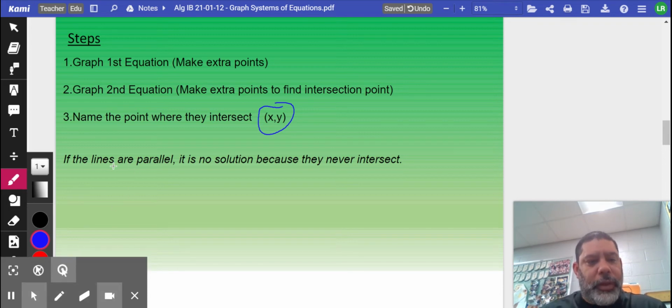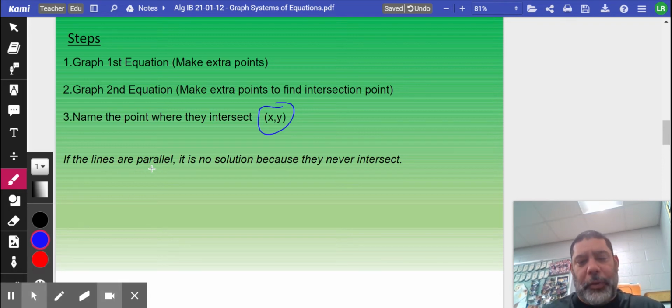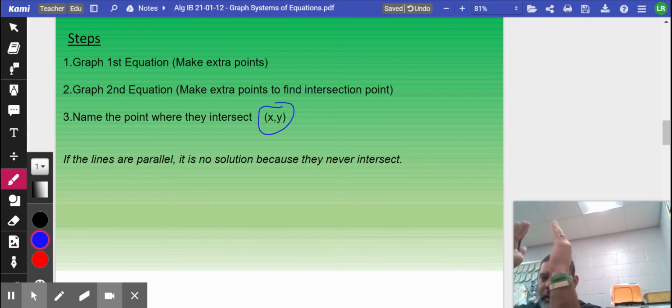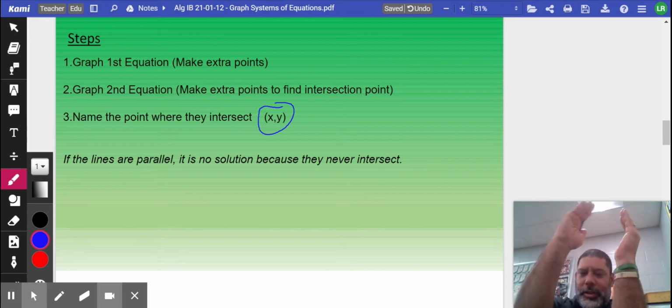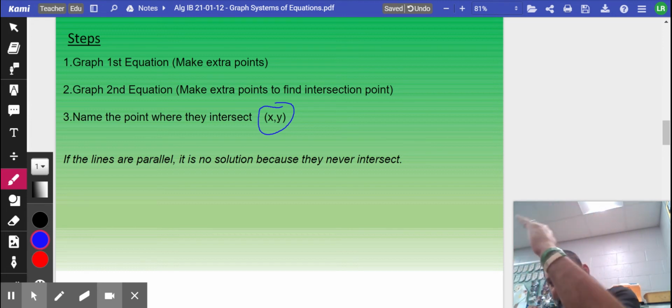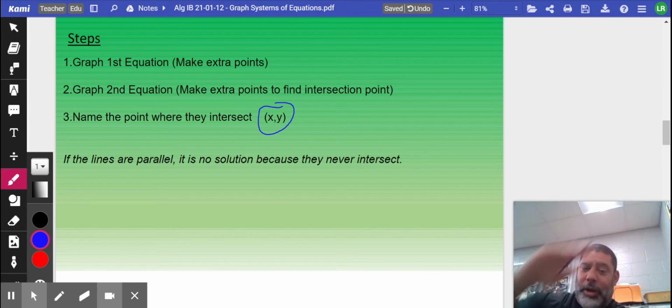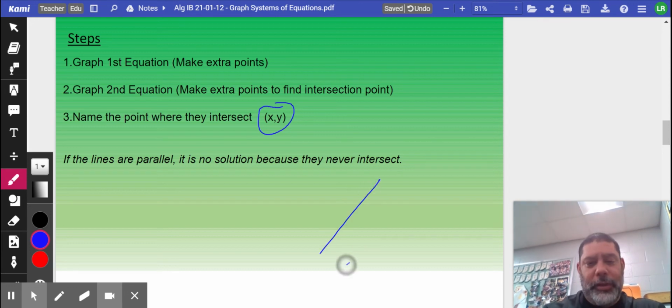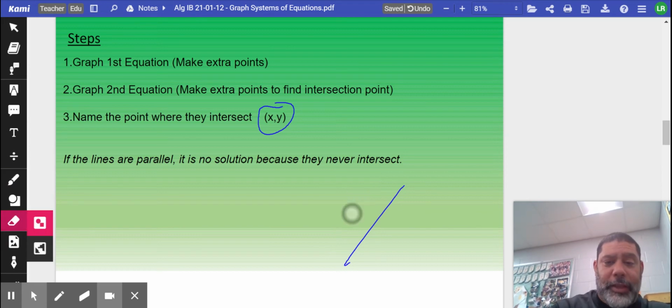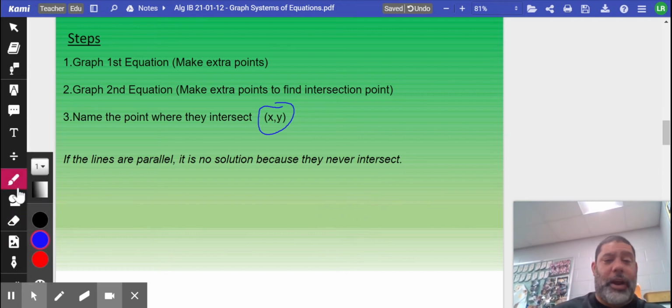Also, you are going to sometimes see that you end up with parallel lines. So you put the two lines on the graph, and you get them parallel, like railroad tracks. If that happens and you get parallel lines, then that one would be no solution because they are never going to intersect. You do have one other random one that we're not going to see a ton of, but you could have infinitely many solutions. And that's when you actually graph the same line 2 times.